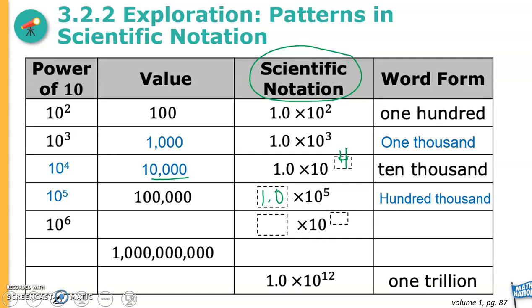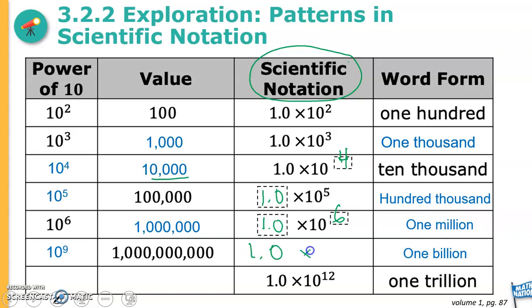Then 10 to the sixth is a 1 with 6 zeros that looks like that, and is called 1 million. And in scientific notation, 1.0 times 10 to the sixth. Then a 1 with 9 zeros is 1 billion, could be written as 10 to the ninth, and in scientific notation, 1.0 times 10 to the ninth. And finally, 1 trillion, 1.0 times 10 to the 12th, is a 10 to the 12th, or a 1 with 12 zeros that looks like that.